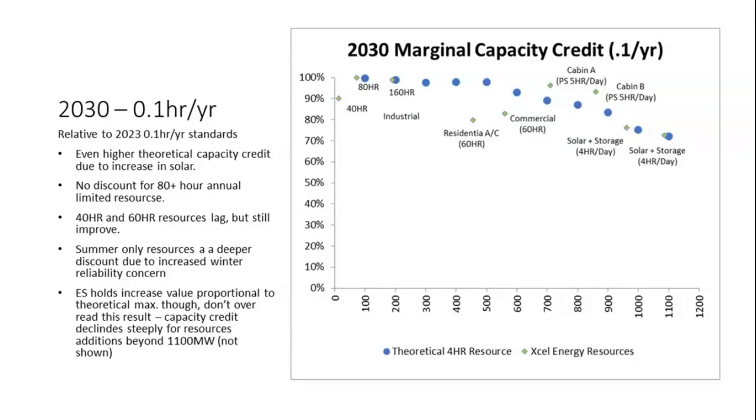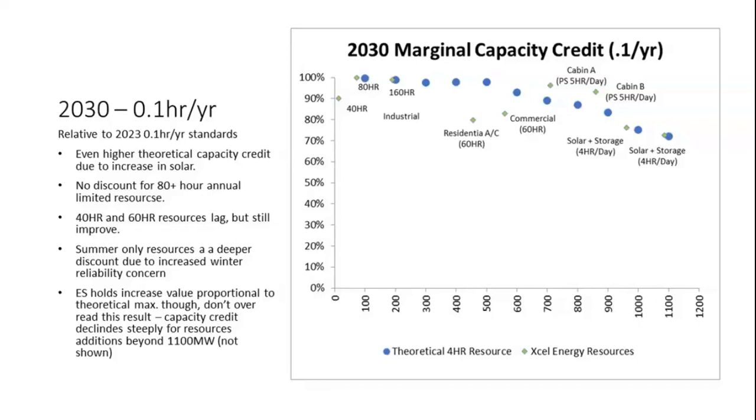And there's really no discount for those 80-plus hour annual limited resources. You can see that the 80-hour and the 160, they're right on top of one another. Only the 40 and 60-hour resources lag, right? And guess which one lags more? Well, the residential air conditioning program lags more than, say, the commercial, even though the commercial is evaluated after the residential AC. So that's speaking to this: summer-only resources have a deeper discount due to the increased winter reliability concern. And as we've seen in the past, energy storage holds its increase in value proportional to the theoretical max.